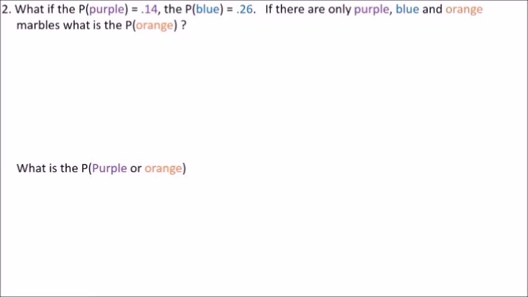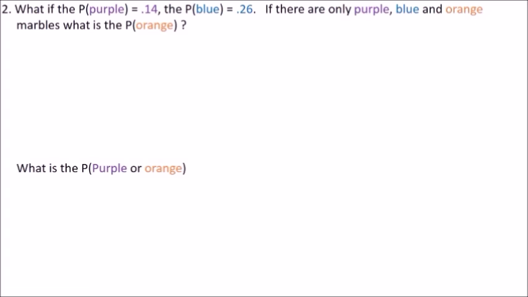Number 2, what if the probability of purple is equal to 0.14, the probability of blue is 0.26. If there are only purple, blue, and orange marbles, what is then the probability of orange? So there's a couple things going on here. They're telling us all of the colors. In fact, there are only those colors.